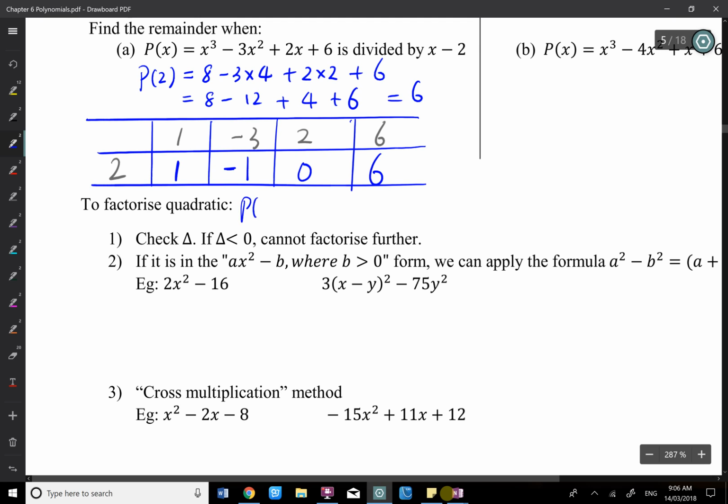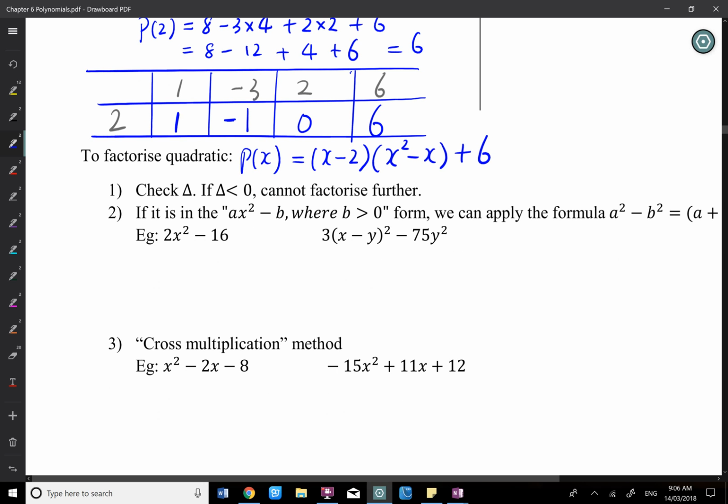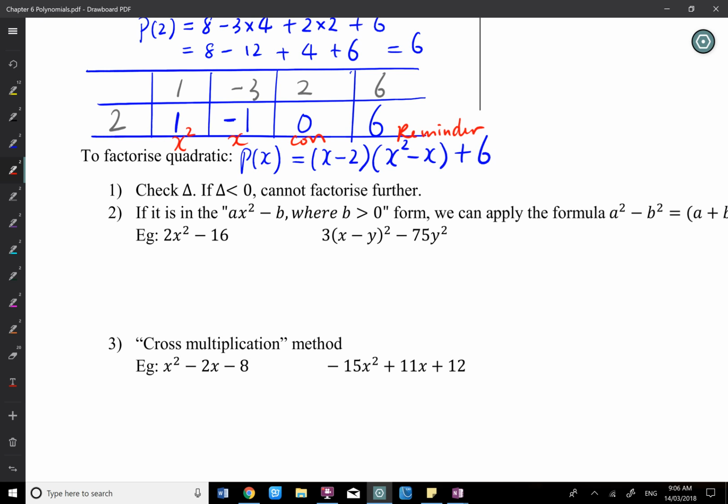But at the same time, you can also say P(x) equals (x minus 2)(x squared minus x) plus 6. The numbers give the x squared term, x term, constant term, and remainder. The constant is 0, so we have x squared minus x. It's still quick, maybe even faster than evaluating P(2). If it's all easy integer numbers, it's very quick to calculate. But you also need to know the remainder theorem, okay?